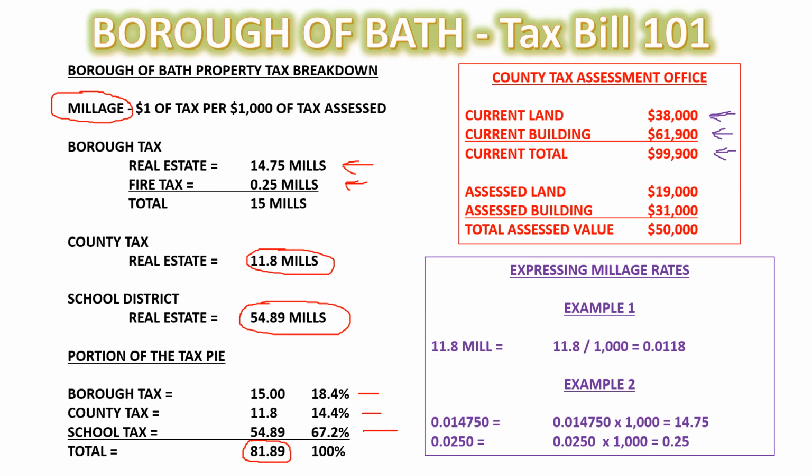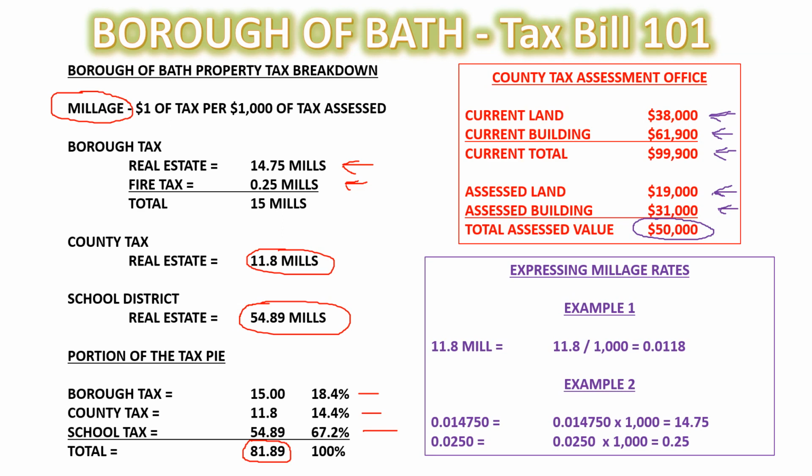So again, in this example, we have an assessed land valuation on that same property of $19,000. The assessed building in this example is $31,000. So the total assessed value comes out at $50,000. That's the number that the taxing authorities will then use against their millage rates to come up with a tax bill.